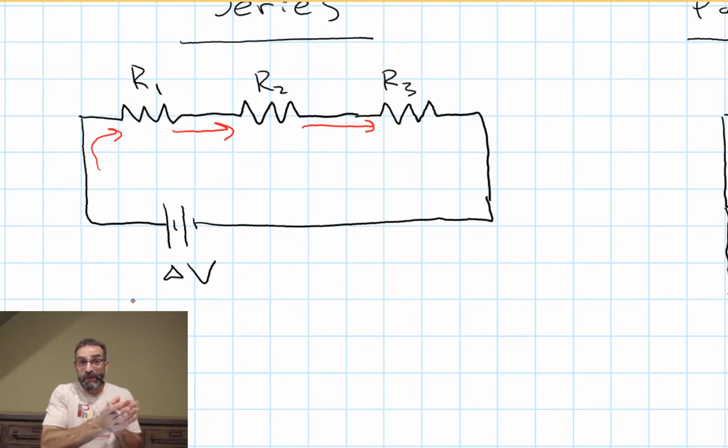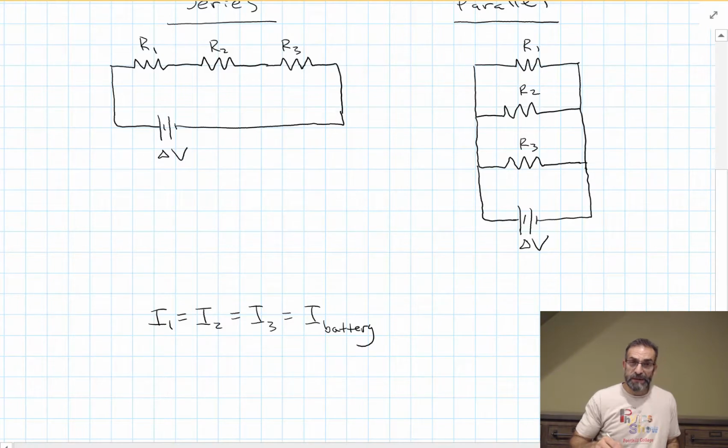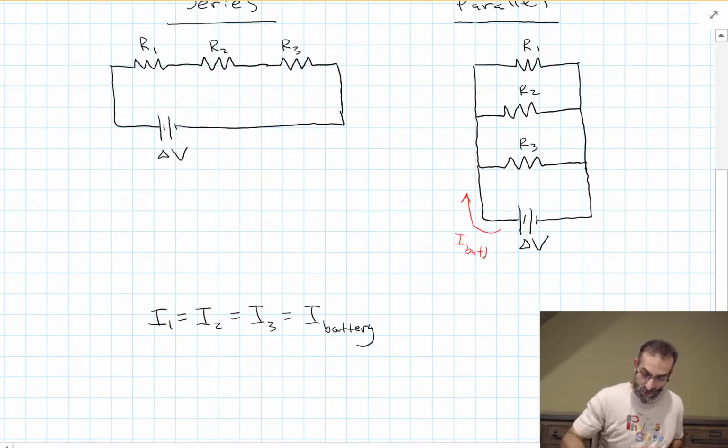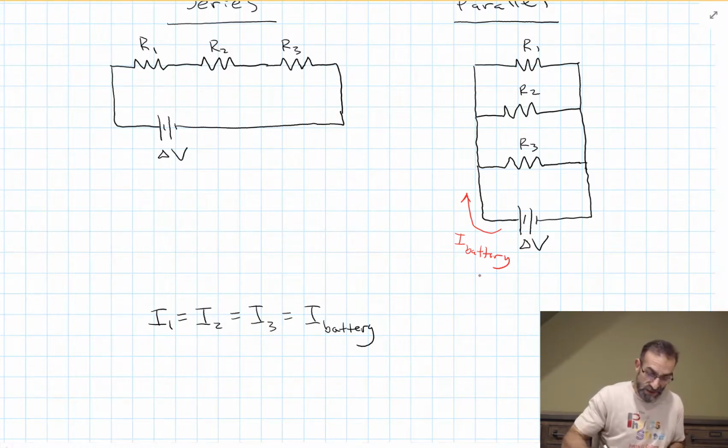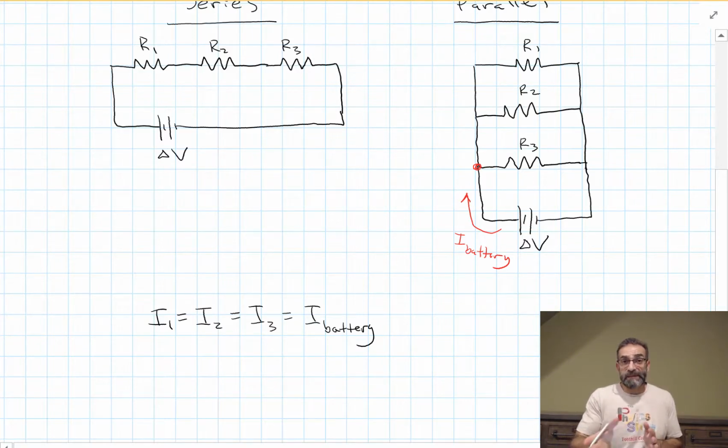There are no forks in the road. There are no branches in this circuit where it can take a different path. The current has to go from one to the other to the other. That's how we know they're in series. When I look at my parallel circuit, the current that comes out of the battery gets to a fork in the road, gets to a junction. We call that a junction, right here. And part of it can take a path to the other side through resistor 3.